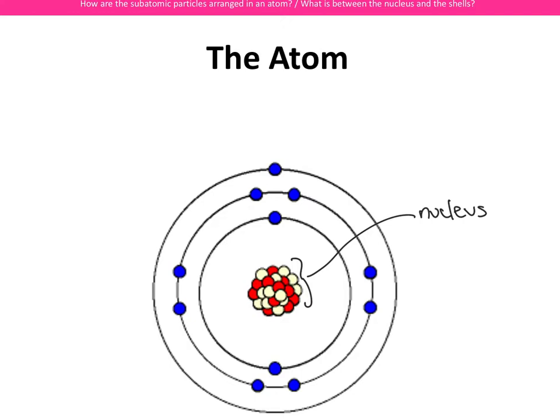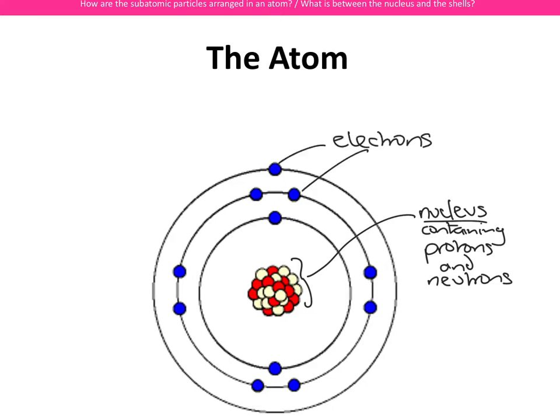Now, those different particles, the red and the cream particles, they are the protons and neutrons. Surrounding the nucleus, so going around in those circles, those blue dots there, they are the electrons. And then between the nucleus and the electrons is absolutely nothing. So in an atom, we have a central nucleus that contains protons and neutrons. Circling the nucleus are electrons, and then between the nucleus and the electrons is absolutely nothing.